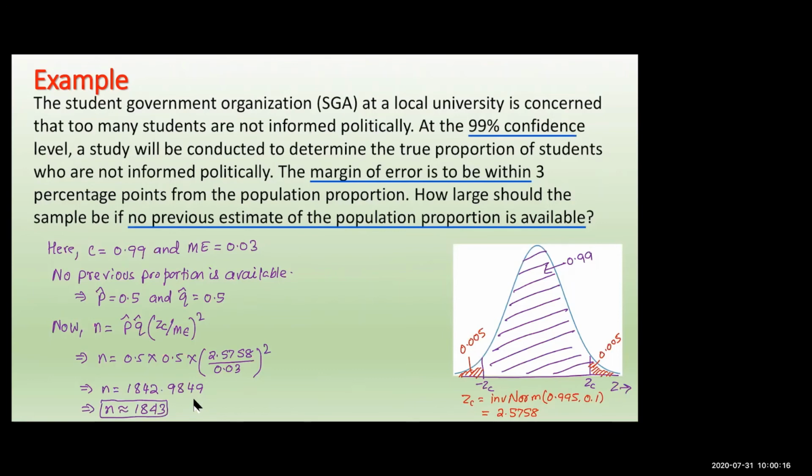So the student government organization must ask 1843 students. That is the minimum sample size. If they take anything less than this, they will not be able to get the result with 99% confidence level. So in order to get the result with 99% confidence level, their sample size should be 1843 or more.